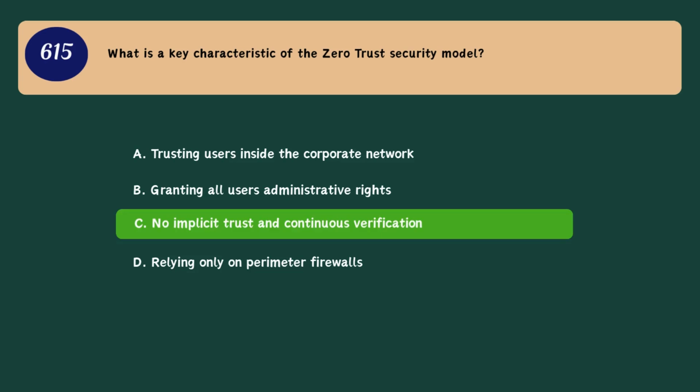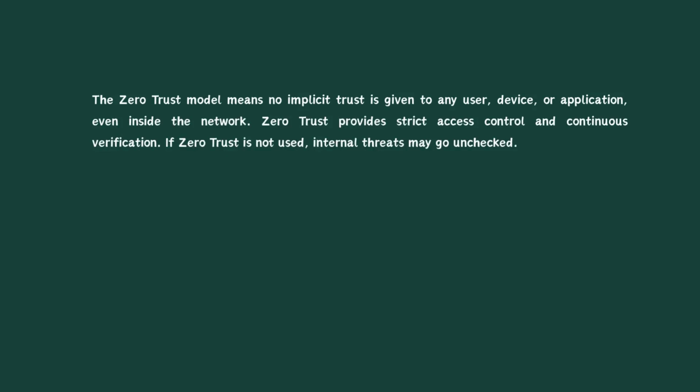Correct answer. C. No implicit trust and continuous verification. The Zero Trust model means no implicit trust is given to any user, device, or application, even inside the network. Zero Trust provides strict access control and continuous verification. If Zero Trust is not used, internal threats may go unchecked.